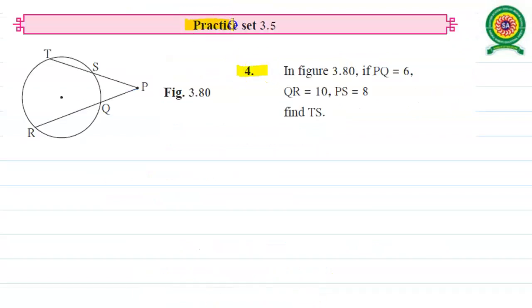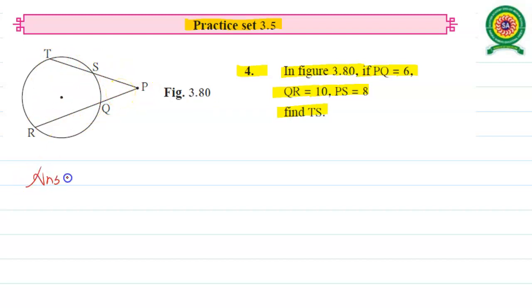Look at the fourth sub-question from practice set 3.5. In figure 3.80, if PQ equals 6, QR equals 10, PS equals 8, then find TS. Now look at the figure carefully. We have PR and TP as the secants of the given circle, or we might say those are the chords of the given circle.